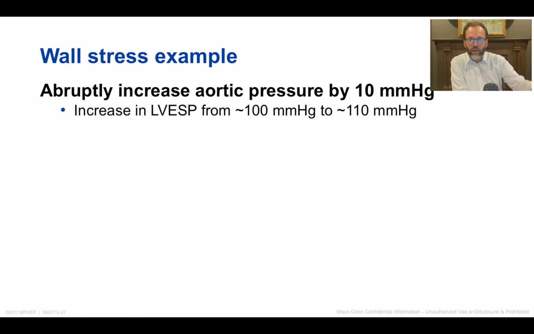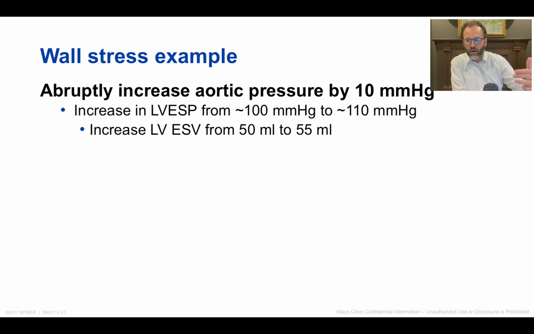And so what would happen is you'd have an increase in left ventricular end systolic pressure from roughly 100 millimeters of mercury to 110 millimeters of mercury. So that is just the step increase in aortic pressure. Of course, you say, well, how would you do that? Many people have done experiments like this where they place a balloon in the aorta, or they inject fluid into the aorta, or they have a cinching mechanism in the aorta where they cinch it down very rapidly to increase aortic pressure in experimental animals.